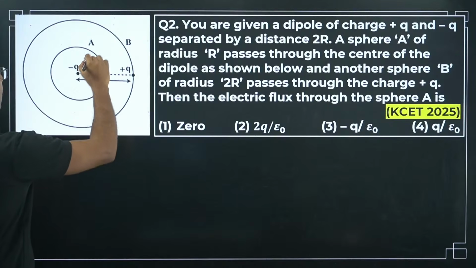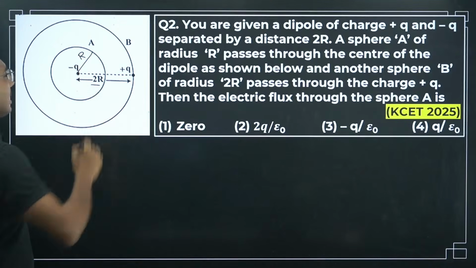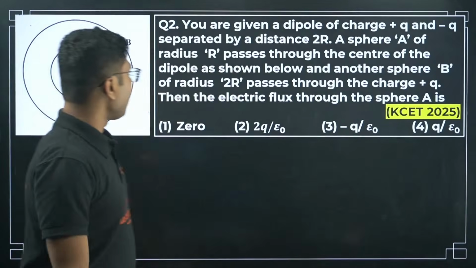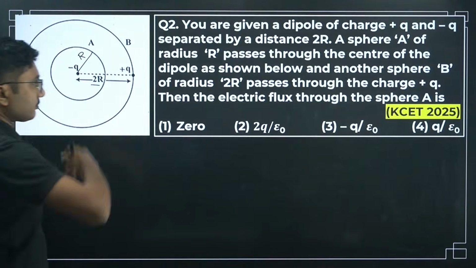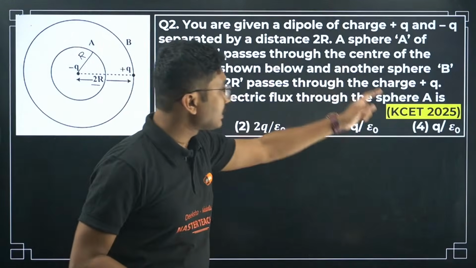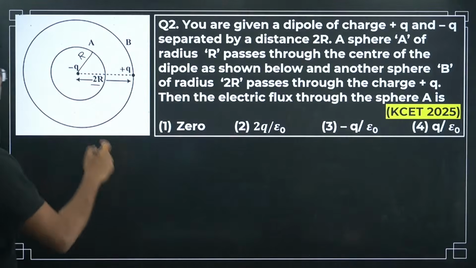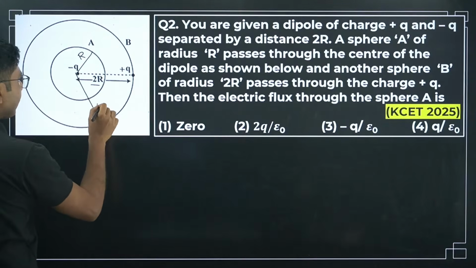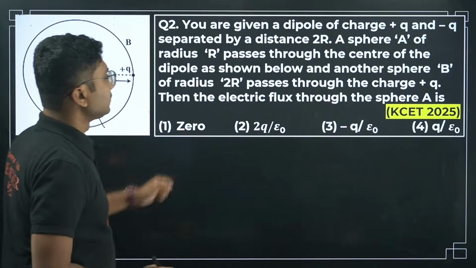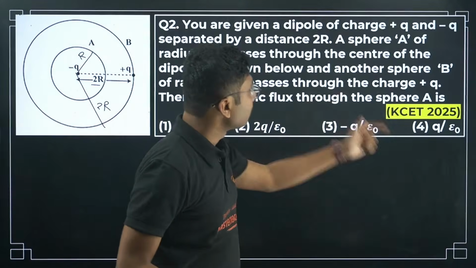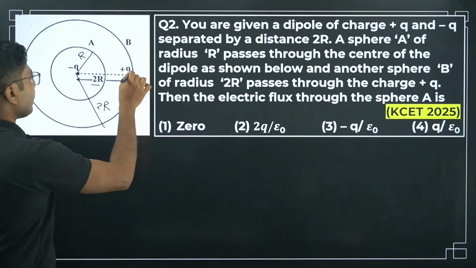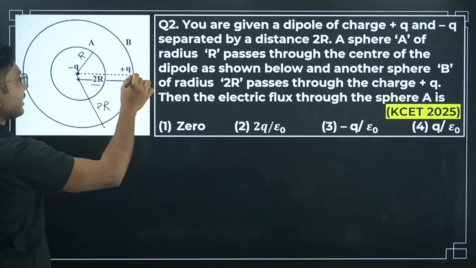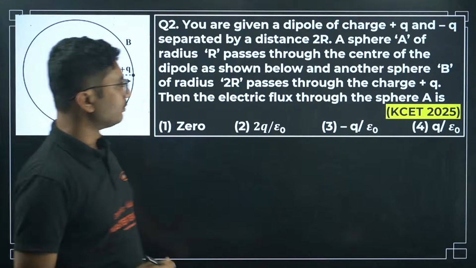Sphere A with radius r passes through the center of the dipole as shown, and another sphere B of radius 2r. This is sphere B, and obviously the radius of this sphere is 2r. It passes through the charge plus q. So this sphere is centered around minus q, whereas this sphere passes through plus q.